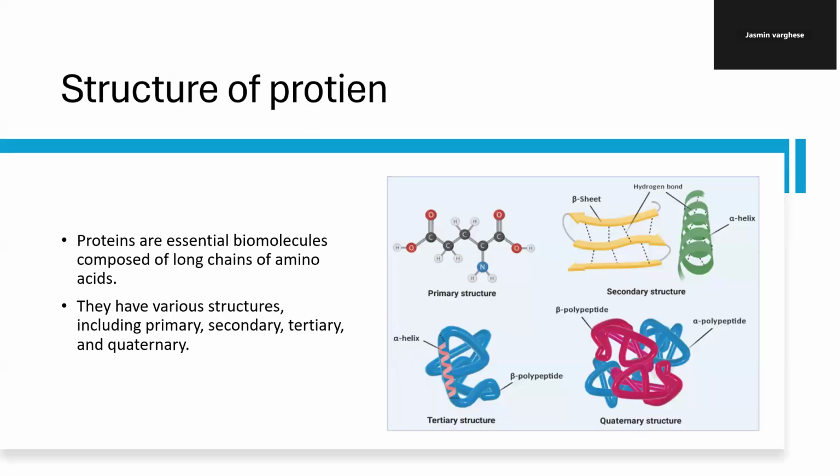So here you can see the structure of protein. Proteins are essential biomolecules composed of long chains of amino acids. They have various structures including primary, secondary, tertiary, and quaternary. So proteins are essential biomolecules and they have four major structures: primary structure, secondary structure, tertiary structure, and quaternary structure. And in this image, you can clearly see how the primary, secondary, tertiary, and quaternary structures look.